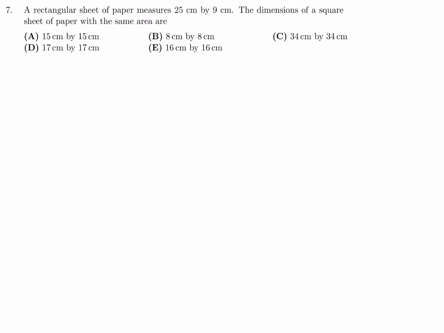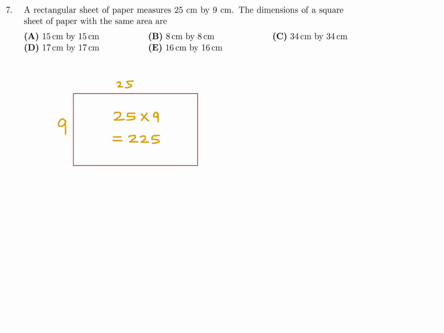A rectangular sheet of paper has measurements of 25 by 9. The dimensions of a square sheet of paper with the same area are. This, let's say, is our rectangle, and it's 25 by 9. And they want you to figure out the area, first of all. That's going to help you. So 25 times 9, of course, is the area, and that is 225.